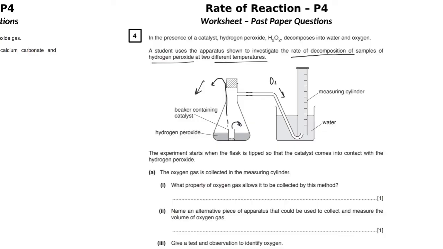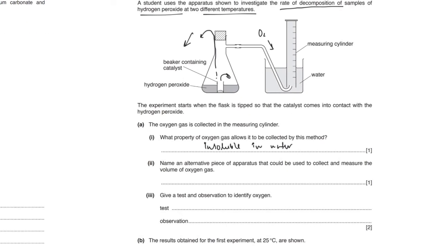What property of oxygen gas allows it to be collected by this method? If it's being collected over water, it means that oxygen gas is insoluble in water. Name an alternative piece of apparatus that could be used to collect and measure the volume of a gas. You can simply collect it using a gas syringe.